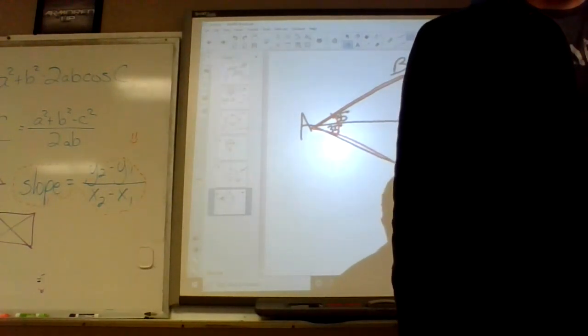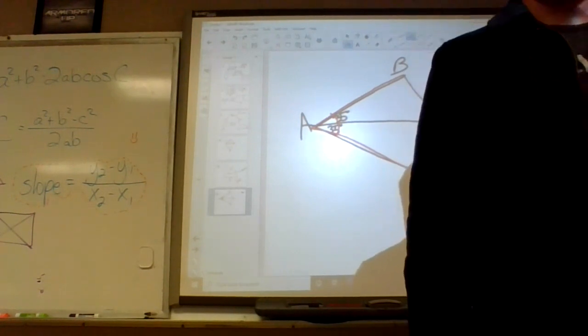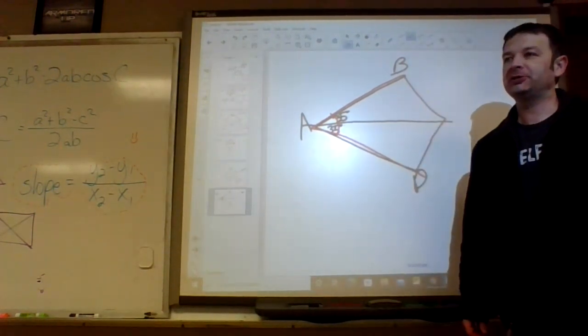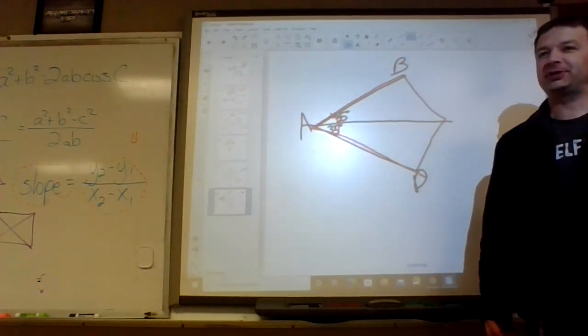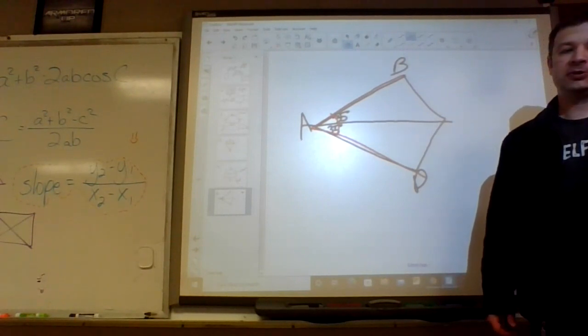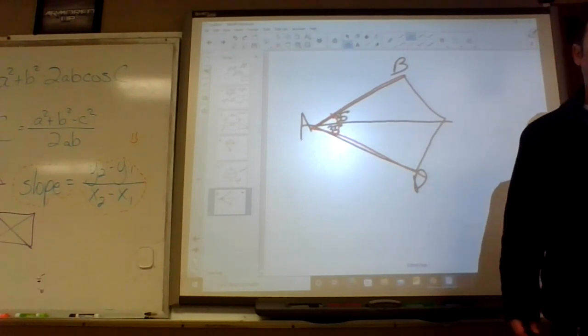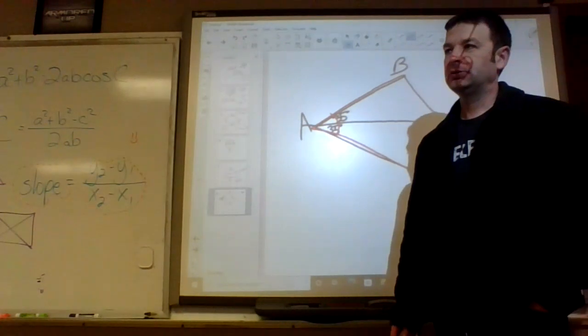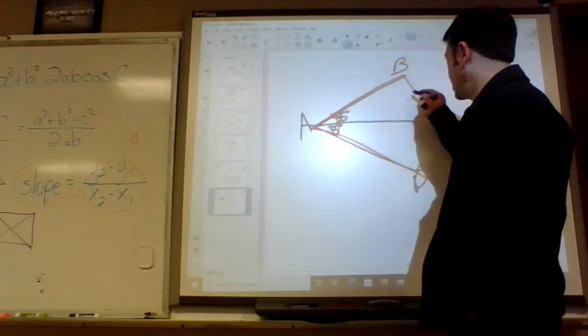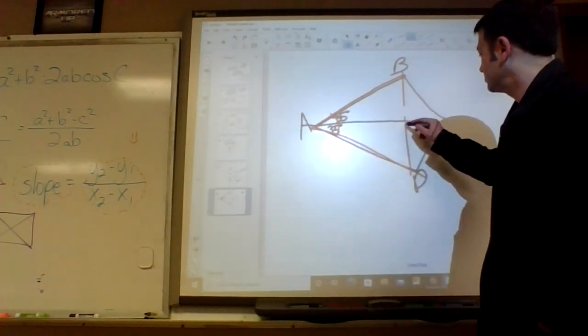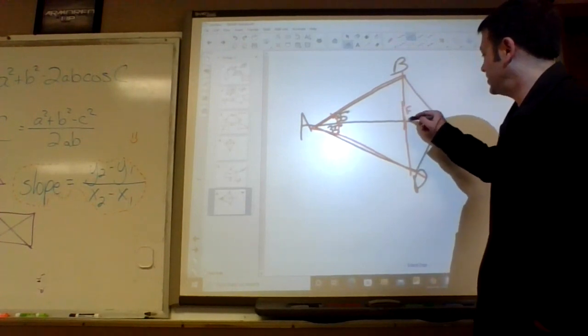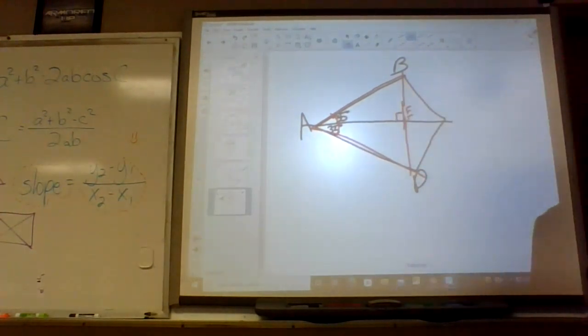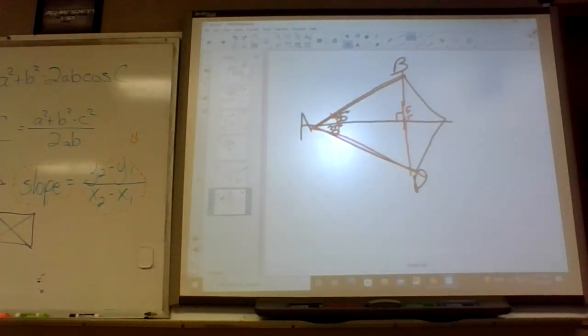Second question says angle BEA. You guys remember what we knew about diagonals in a kite? What does angle BEA look like? You see angle BEA in the picture? Yeah, it looks like 90. It is 90. In a kite, those always make 90-degree angles.